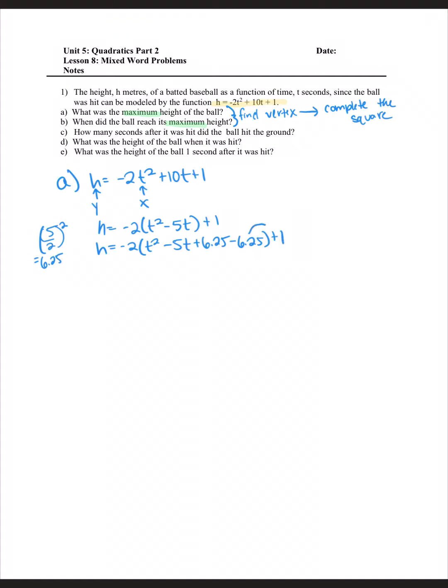Then we need to bring the negative version of that out. So we have to bring that minus 6.25 out. Remembering when we bring it out, we need to multiply it by that common factor out front of our brackets. So we're going to have a negative 2 times that negative 6.25.